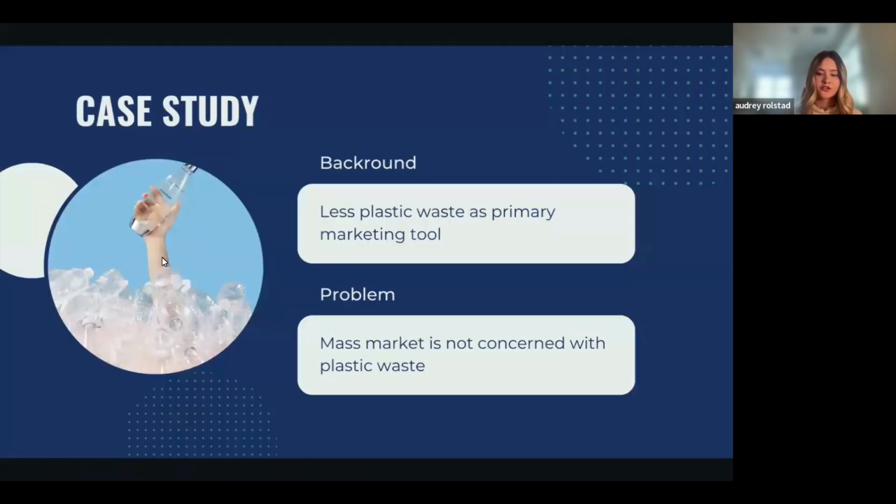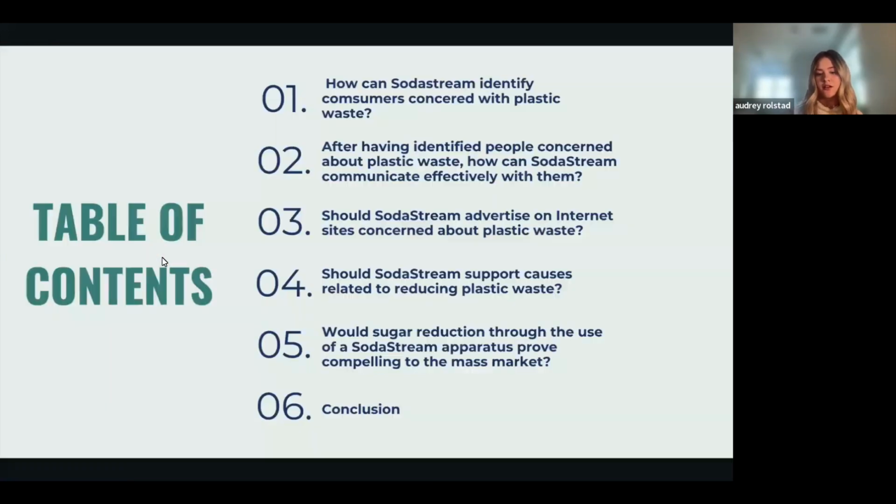So the problem for SodaStream is that the majority of people aren't concerned enough with plastic waste to actually act on it, and only a niche group of environmentalists are passionate about their personal plastic waste. So throughout this presentation, we're going to explore how to target and communicate with this market, and also the potential for SodaStream to create campaigns around sugar consumption.